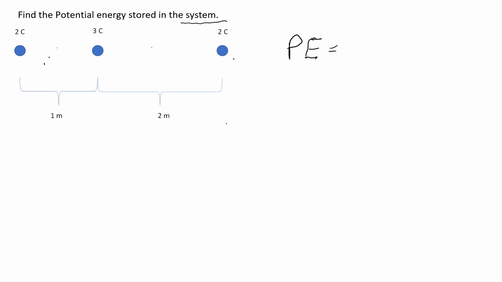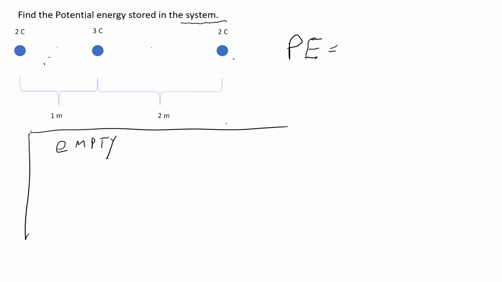Okay, so the trick to a problem like this is to say that the potential energy stored in the system is the potential energy I have to add to the system in order to build the system, in order to add each charge. What do I mean by that? Well, let's pretend you start with an empty universe. There's nothing in it, right? And I want to build something that looks like this.